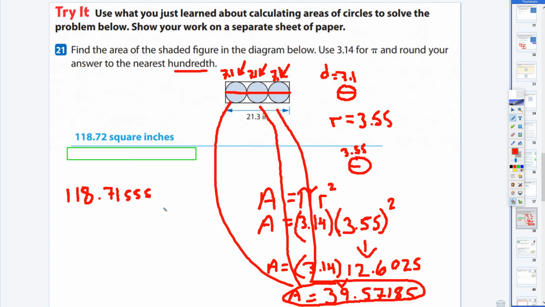118.71555. And remember, it says round to the nearest hundredths, so I go to the hundredths place value, put a line underneath. I know that place value. Look to the number to the right, and since it's 5 or above, that's going to be 118.72 square inches. Don't forget the units, and there it is.